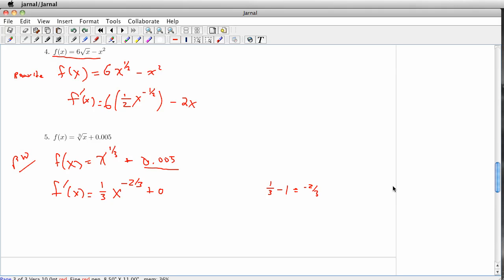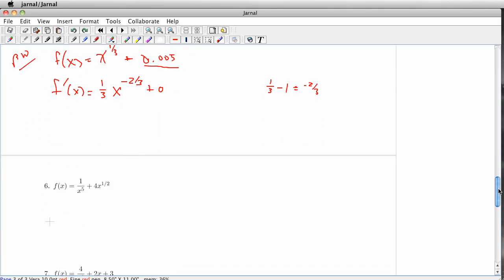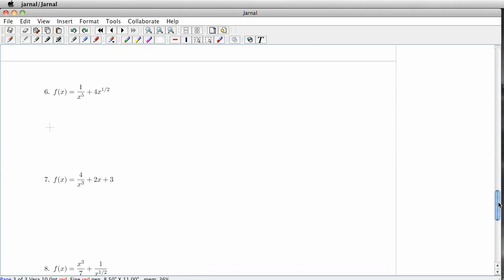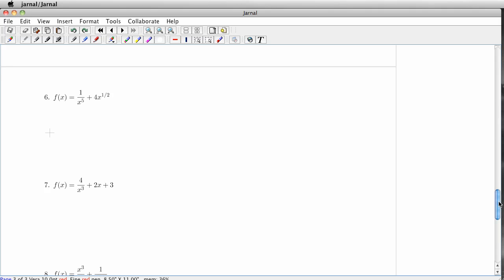We'll continue to look at examples of functions that require a rewrite before we can apply the basic derivative rules that we've developed so far. Here's one that involves fractions, and the main thing to remember about a fraction is that if you have a power of x in the denominator of a fraction, then that's really the same thing as having a negative power of x. These two things really mean the same thing.